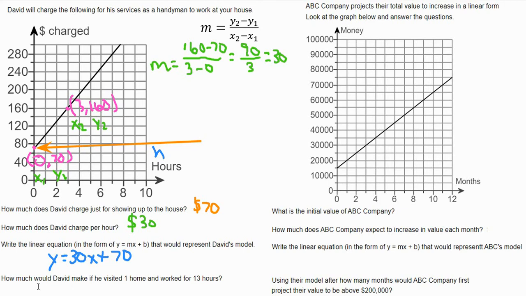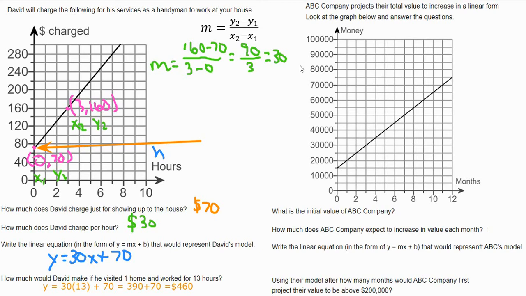And the last question is, how much would David make if he visited one home and worked for 13 hours? If he visited one home, that means he's only going to get that $70, the initial fee, plus he's going to get $30 for each of the 13 hours. We're going to do y equals, and just put in the 13 for x. So y equals 30 times 13 plus 70. 30 times 13 is 390, and 390 plus 70 is 460. So David's going to get $460 if he worked 13 hours at one place.